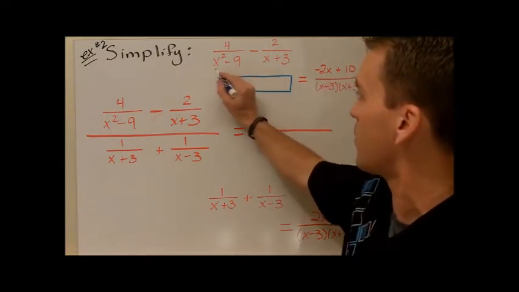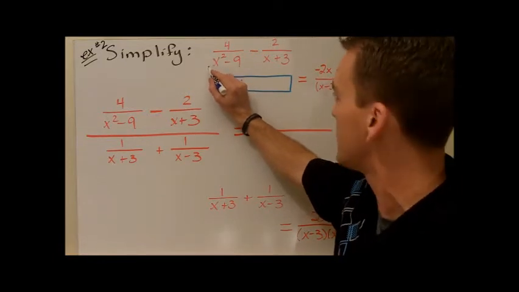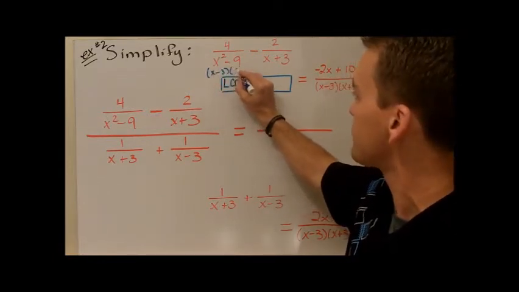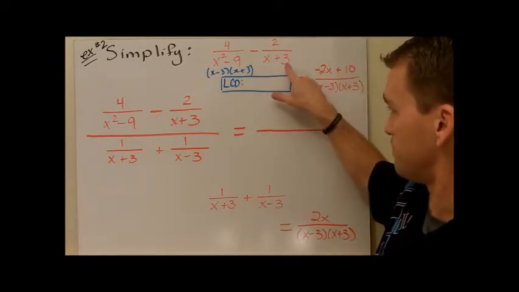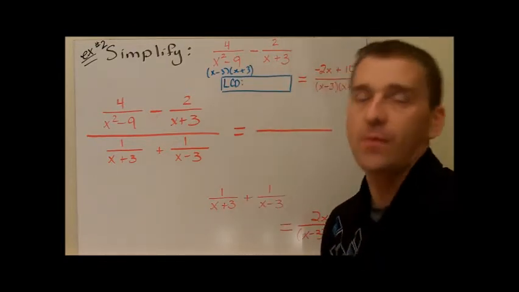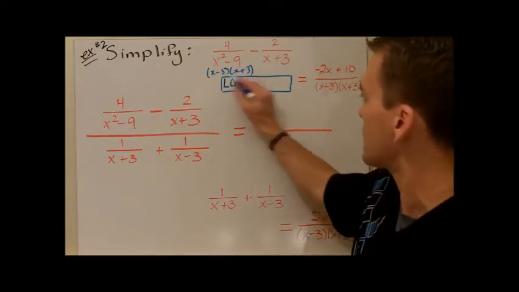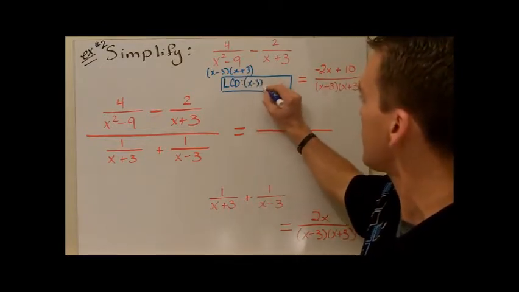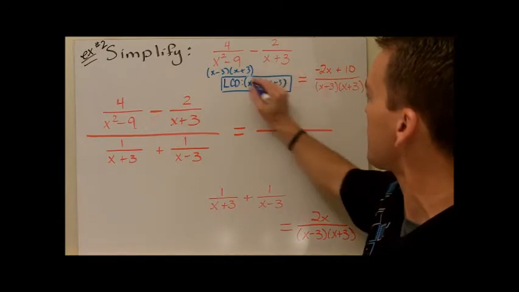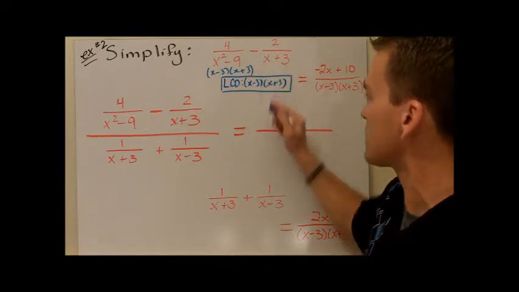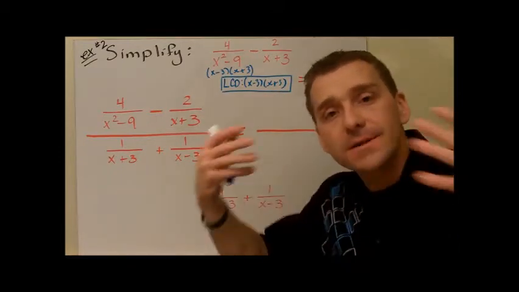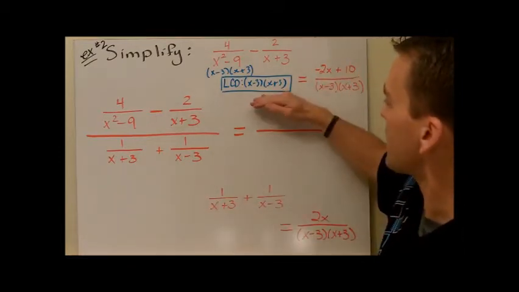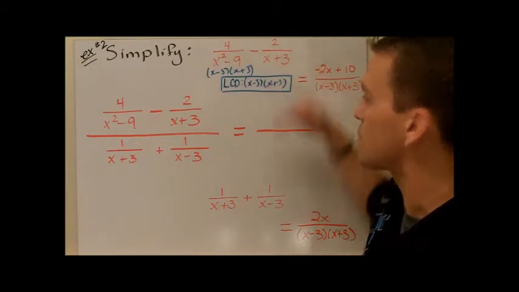Well, I got to factor this binomial difference of two squares. X minus 3, x plus 3, sweet. This one over here doesn't factor. So I look at the denominators and say, okay, what's my least common denominator? Well, let's see, I need an x minus 3, x plus 3 here, and that one has an x plus 3. So again, I need this to cover both of my denominators, if you will, and this one right here would be my least common denominator.